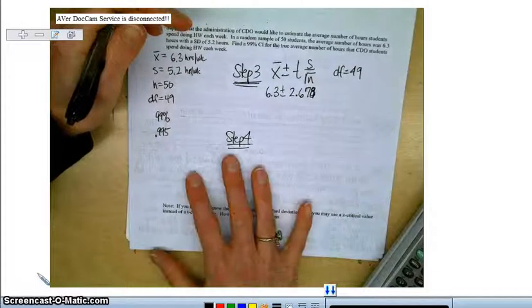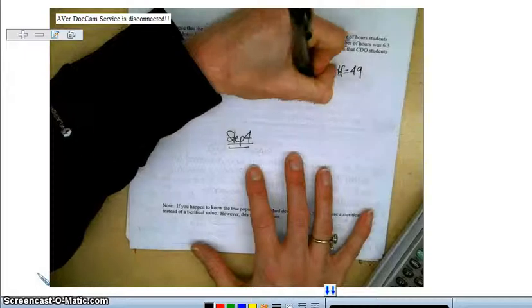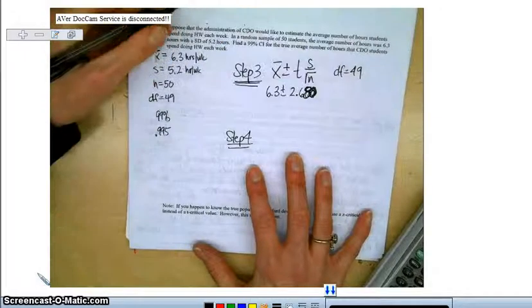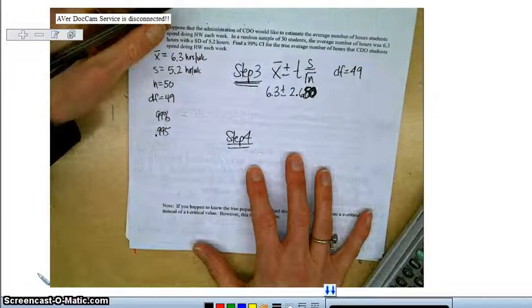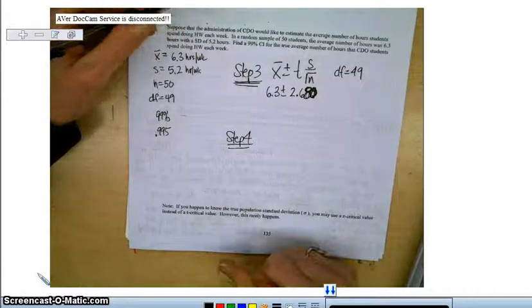Did you get a tip? What does it round to? Yeah, 2.680. Okay. What? 1.779, is that like a...? After .995, you have to hit comma and then the degrees of freedom? Oh, okay.